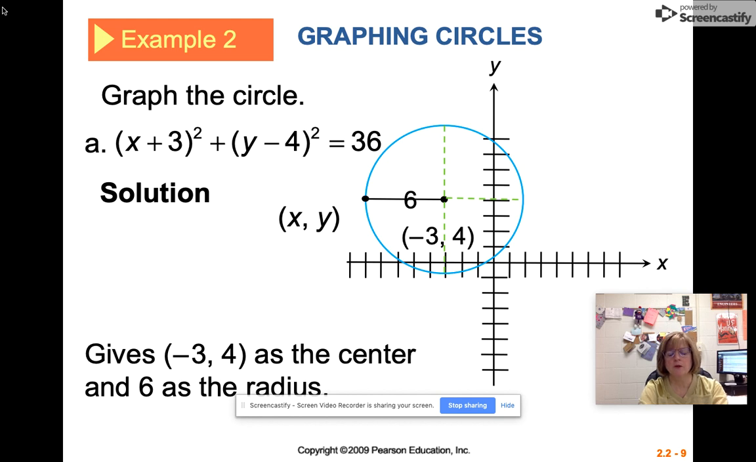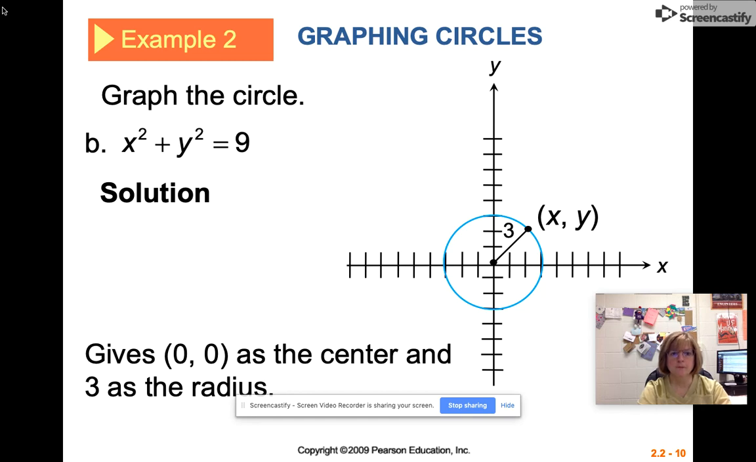So when we graph the circle, we'll locate the center first, negative 3, 4. And then we'll count to the left 6, put a dot, count up 6, put a dot, count to the right 6, put a dot, and count down 6 and put a dot. And then we'll just connect our dots. That connection of all of our dots would be our circle. So there's the circle that matches the equation x plus 3 quantity squared plus y minus 4 quantity squared equals 36. It has a center at negative 3, 4 and a radius of 6.